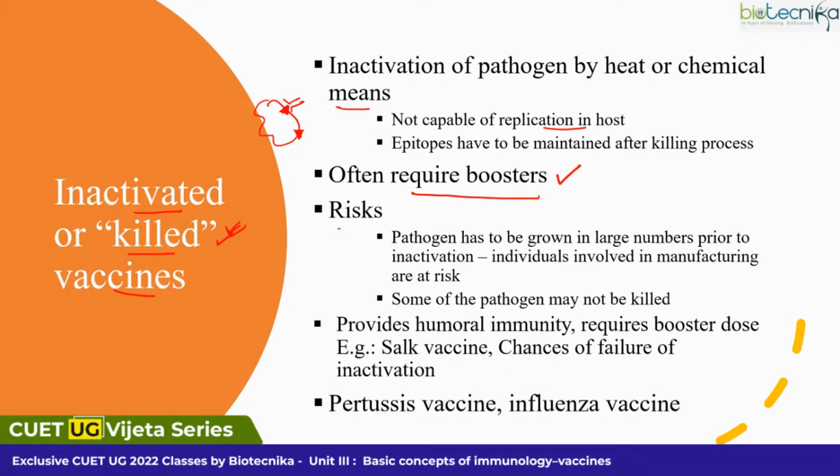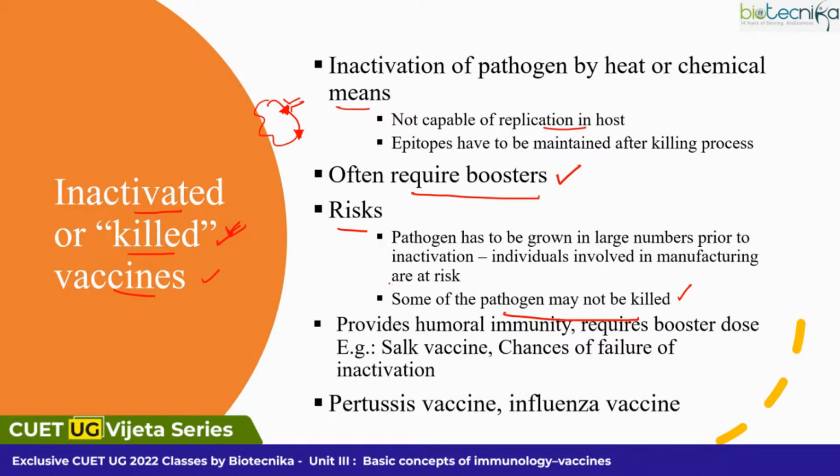Another disadvantage is that here the pathogen has to be grown in large numbers, so again it is a risk for the people involved in this kind of vaccine production. There's also a possibility that some of the pathogen might not be killed, and then it might survive, and when it is used as a vaccine, it can cause the disease. So these are some of the risks associated with killed vaccines.